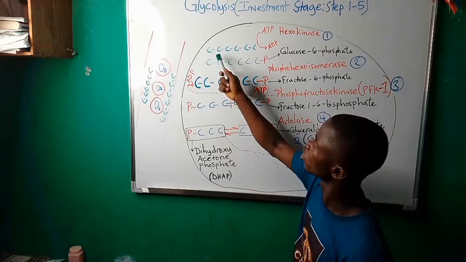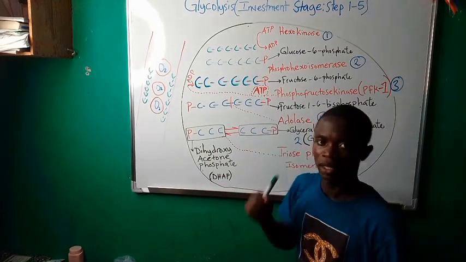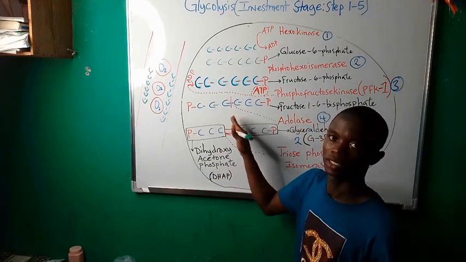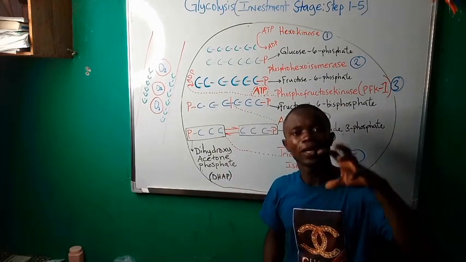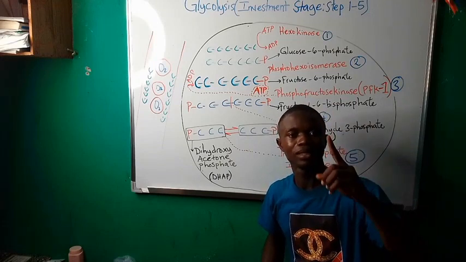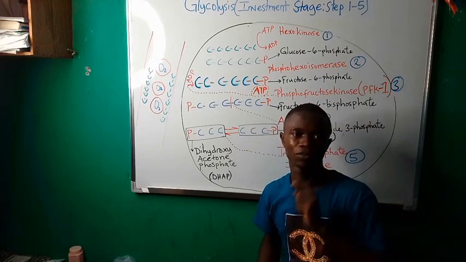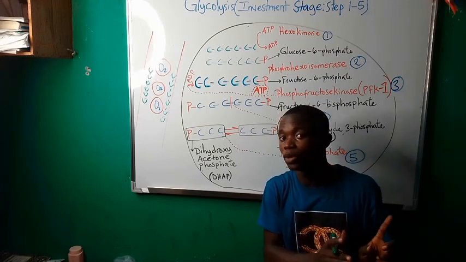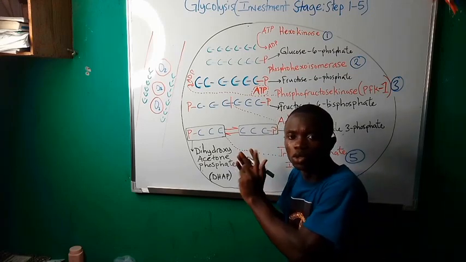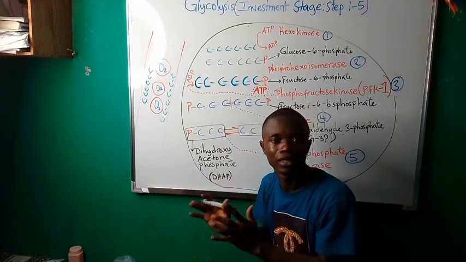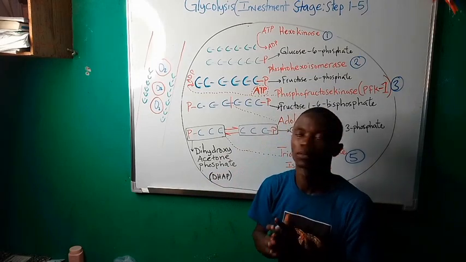So if this is a glucose molecule and it enters the cell, there is an enzyme that resides in the cytoplasm of the cell that will take one phosphate from ATP. ATP means adenosine triphosphate. Remember, the currency used in Liberia is Liberian dollar. So the currency used in the cell is what we call ATP, adenosine triphosphate.